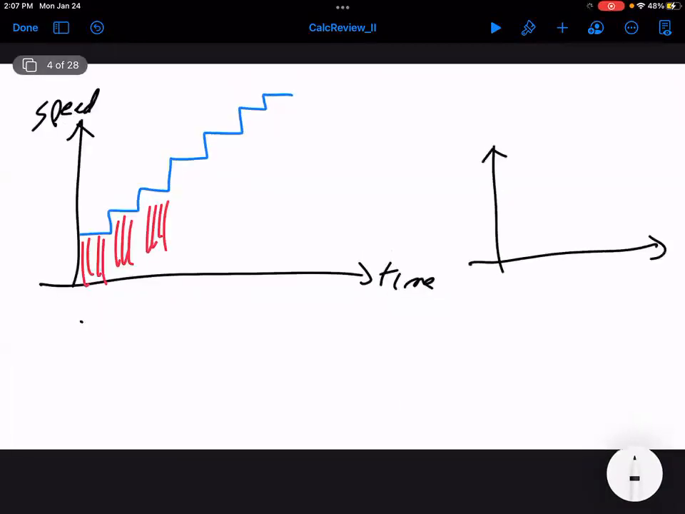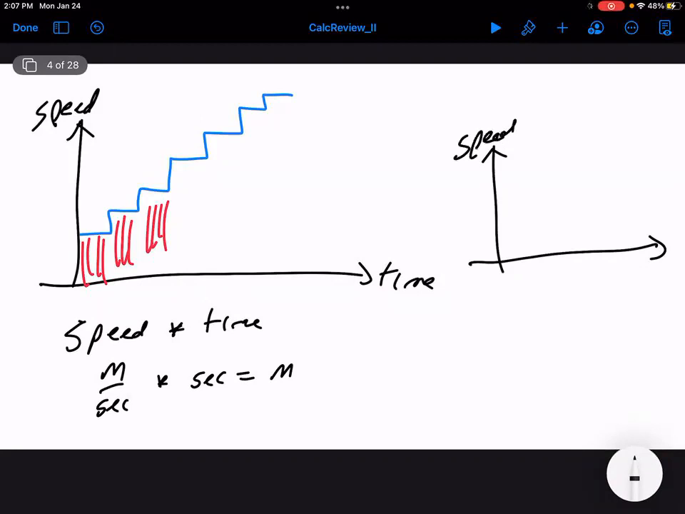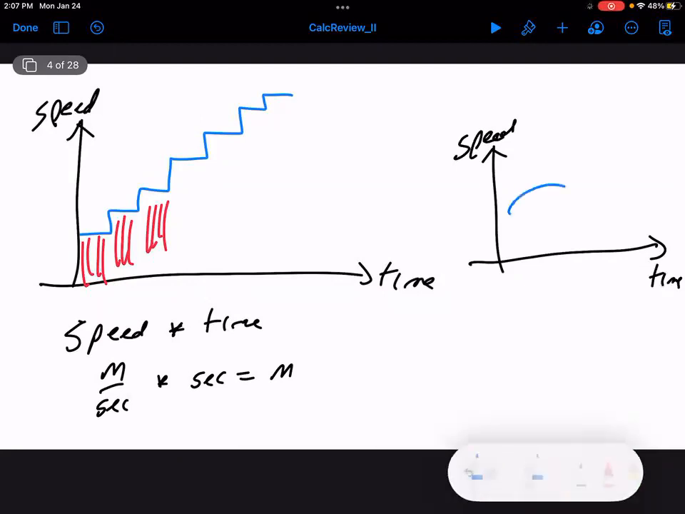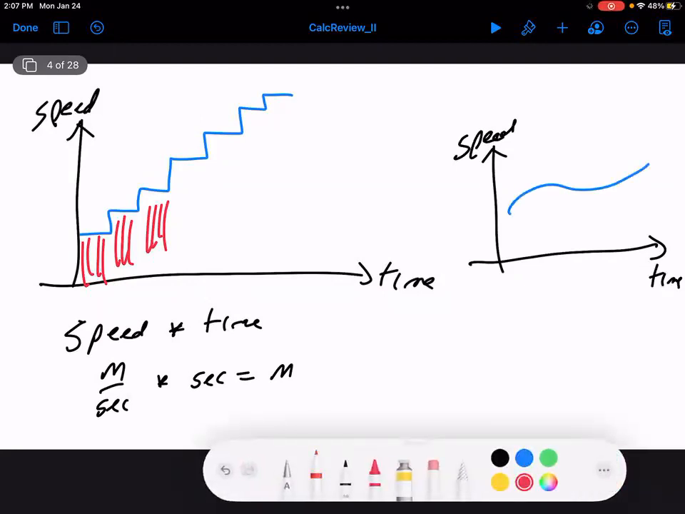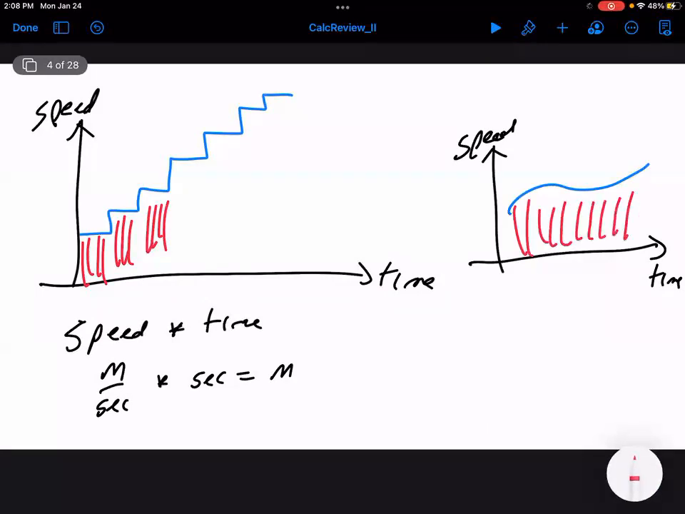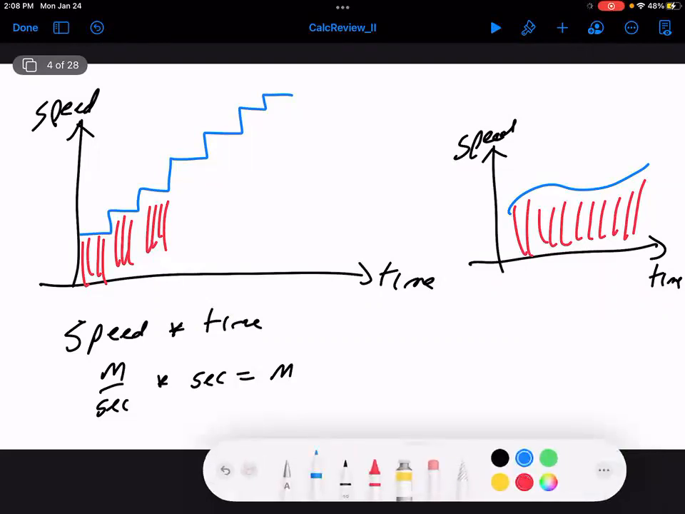And if you think about units, speed times time, well, speed would be in meters per second times time in seconds. That will give you meters. So that should give you the distance traveled. So if we look at what's going on in general, here's speed, here's time. If I give you some general curve, the hope is that, yes, we should be able to figure out the area under the curve, and that should be the distance traveled. So the question is, how do we figure out the area under the curve?